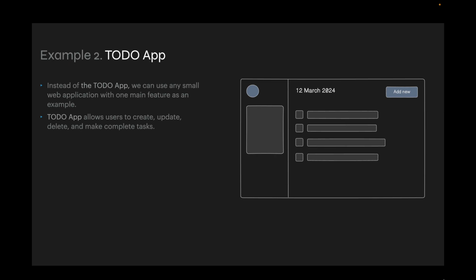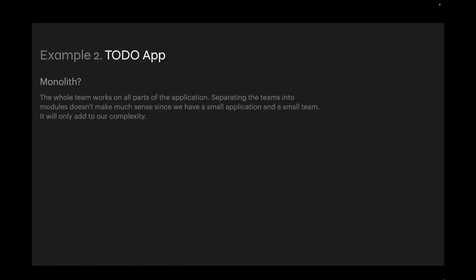We do not have special requirements here. The application is very simple. Not many developers are working on it. We can imagine that it's a team consisting of 2 or 3 developers. Again, we will start with a monolithic architecture. What are the reasons to stay with it? The whole team works on all parts of the application. Separating the teams into modules doesn't make much sense since we have a small application and a small team.